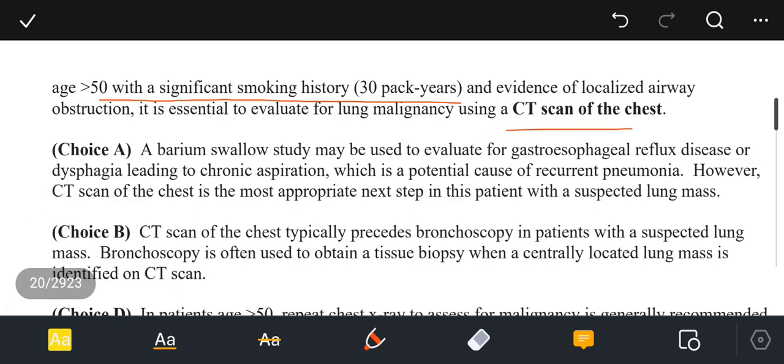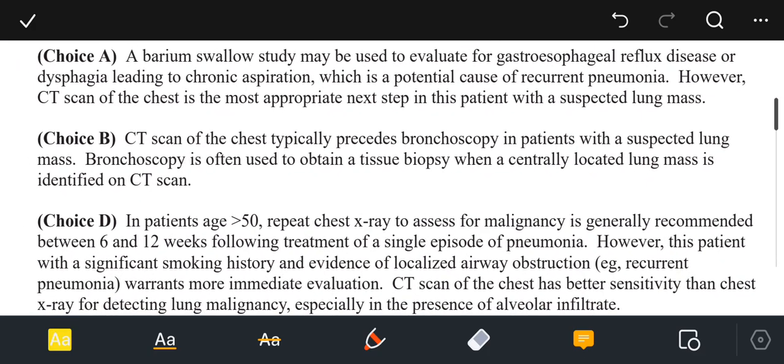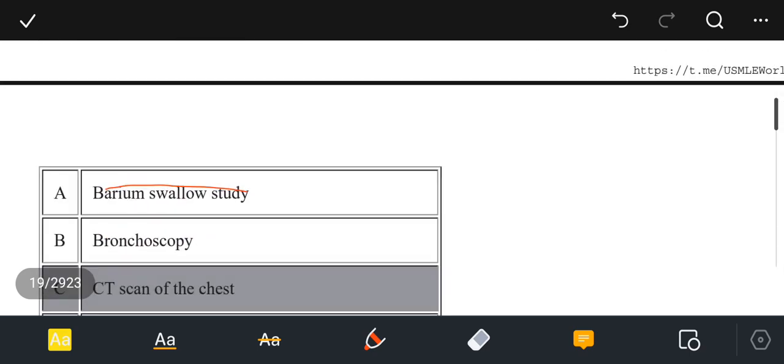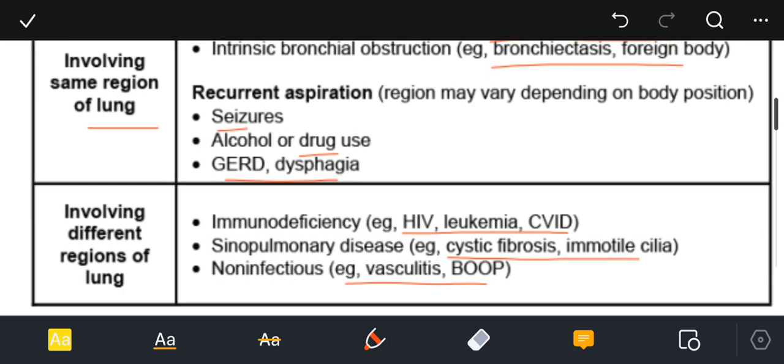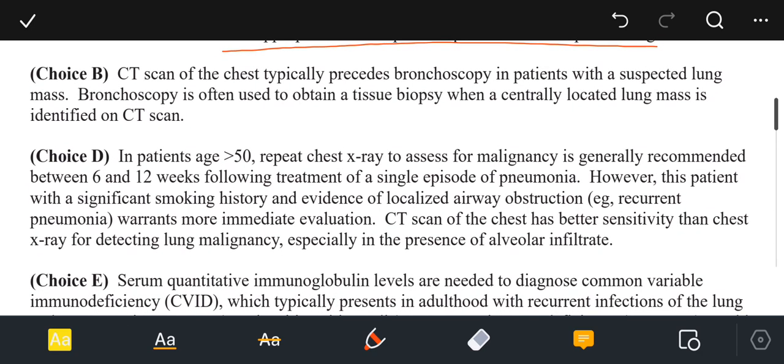Why so? Because a barium swallow study may be used to evaluate for gastroesophageal reflux disease or dysphagia leading to chronic aspiration, which is a potential cause of recurrent pneumonia. However, CT scan of the chest is the most appropriate next step in the patient with a suspected lung mass. The choice B, that is bronchoscopy. So bronchoscopy is not the option of choice because CT scan of the chest typically precedes bronchoscopy in the patient with a suspected lung mass. Bronchoscopy is often used to obtain a tissue biopsy when a centrally located lung mass is identified.